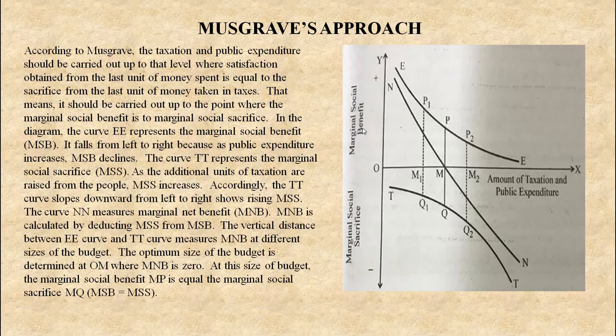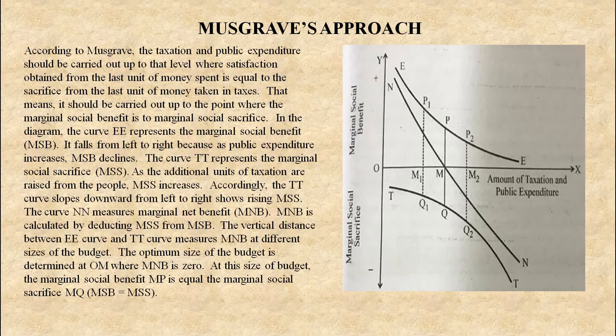In other words, it should be carried out up to the point where marginal social benefit is equal to marginal social sacrifice. That means the satisfaction obtained from the last unit of money spent is equal to the sacrifice from the last unit of money taken in taxes. For the diagrammatical explanation, we will see how we can prove it. In this diagram, along the x-axis we are measuring the amount of taxation and public expenditure, and along the y-axis we are measuring marginal social sacrifice and marginal social benefit.